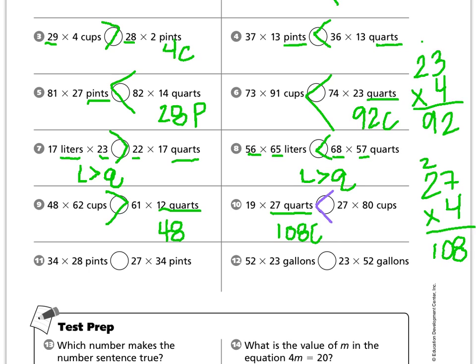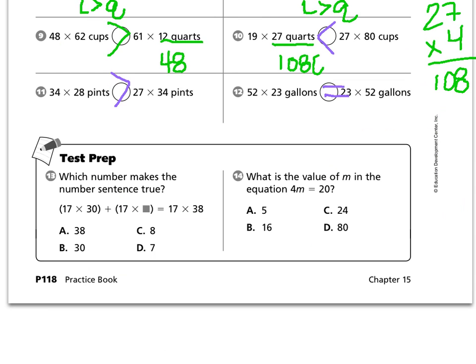34 times 28 pints and 27 times 34 pints. You know that 34 times 28 pints will be greater. 52 times 23 gallons, or 23 times 52 gallons. This would be equal.